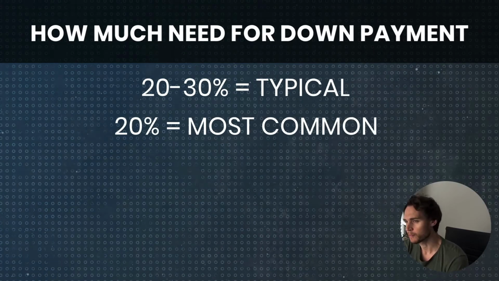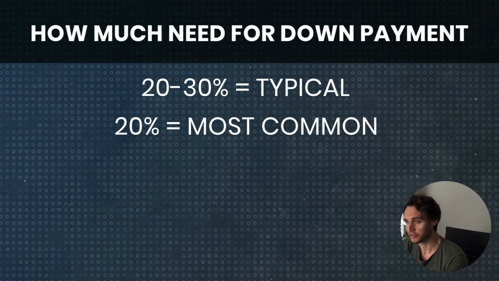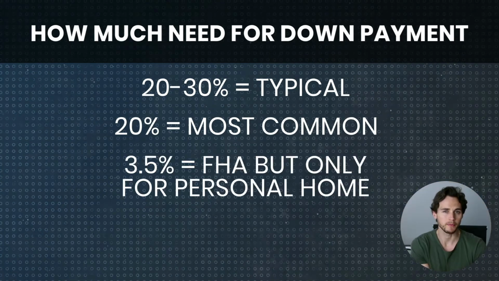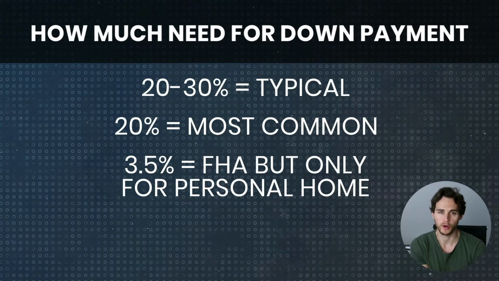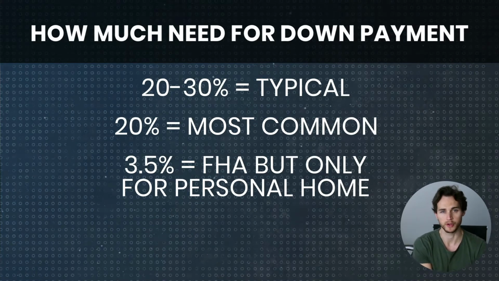Now keep in mind, if you're buying your personal home, you could get by with as little as 3.5%, but when it comes to an investment property, you are going to need at least a minimum of 20 to 30% on average. Now, there are a lot of strategies and advanced finance techniques that allow you to acquire properties with no money down, owner financing, land contracts, and things like that. However, in this video, we're going to go through the more traditional route, as that is usually how most people are going to start.